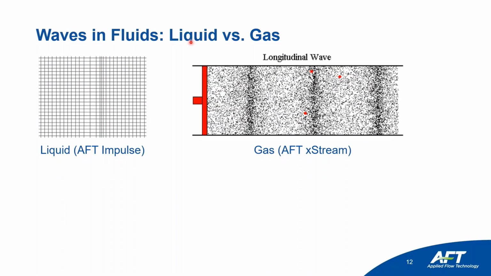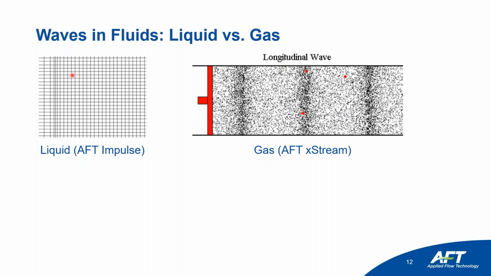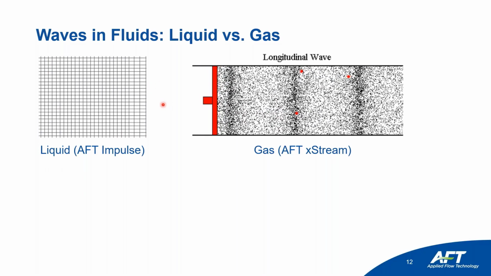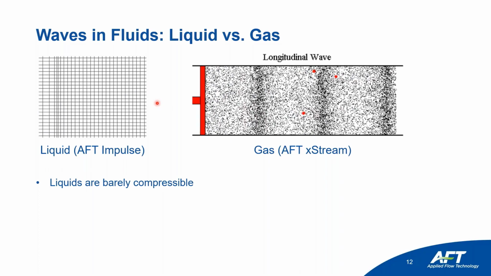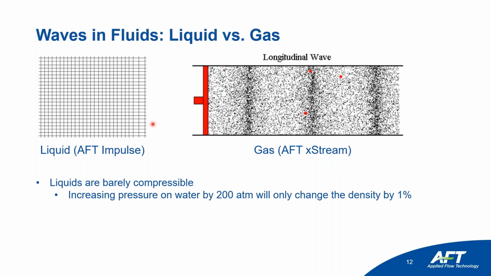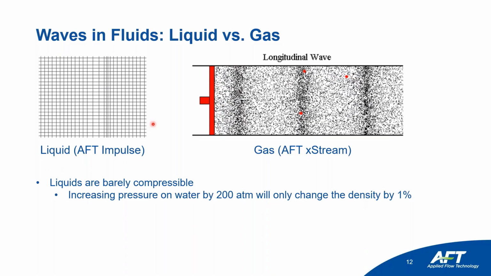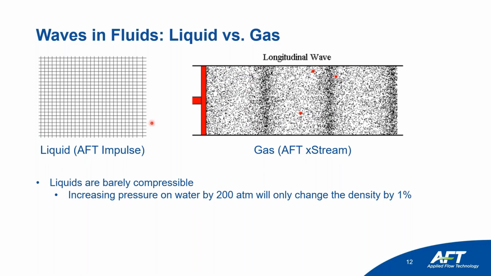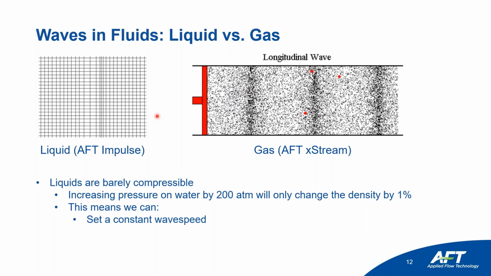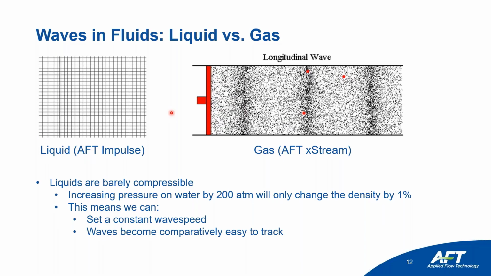So let's talk about the difference between the waves traveling in liquid and gas. Here we have an animation. This is an animation in liquid, and this is an animation in gas. When we talk about liquids, liquids are barely compressible. Increasing pressure on water by 200 atmospheres will only change the density by 1%. This means we can set a constant wave speed, and that's what you see in AFT Impulse. Waves become comparatively easy to track.